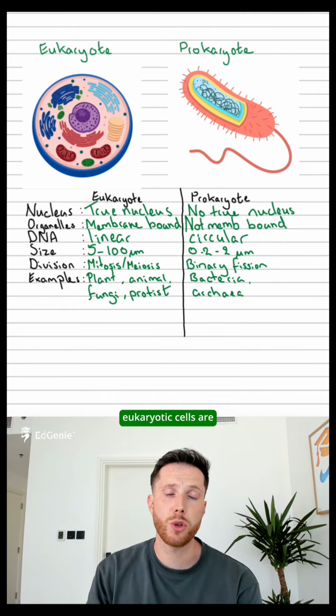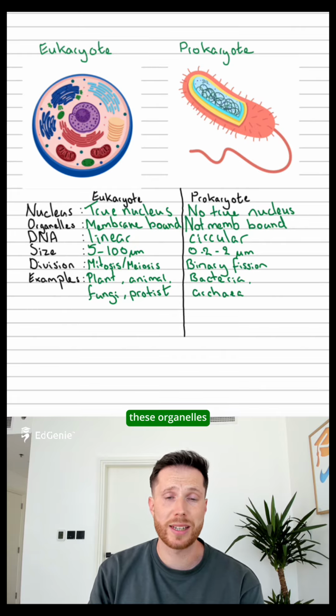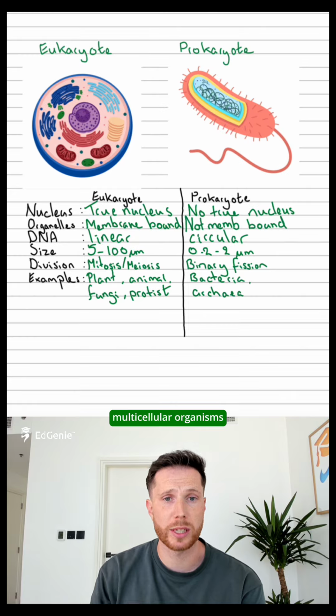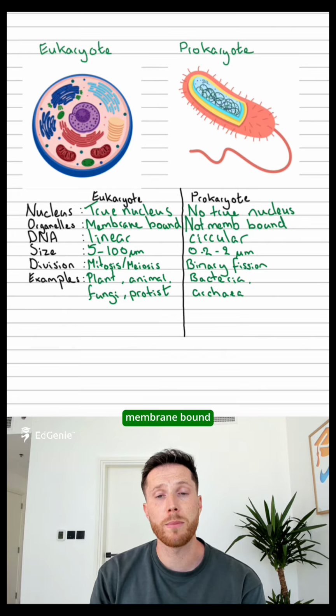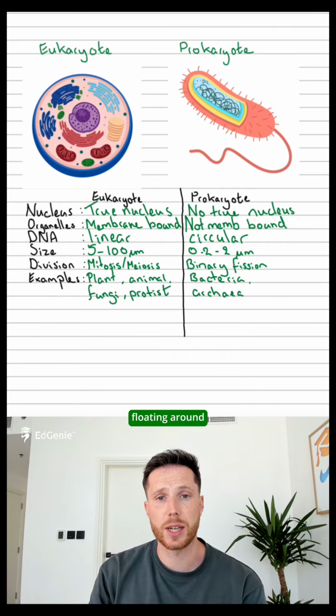Okay, so to summarize, eukaryotic cells are normally bigger, more complex. They have membrane-bound organelles, a membrane-bound nucleus. These organelles allow these cells to become specialized, so they can contribute towards multicellular organisms, and just in general, they're more complex and larger. Prokaryotic cells tend to be smaller, simpler, no membrane-bound organelles, no membrane-bound nucleus. The DNA is floating around inside the cytoplasm, and they divide by binary fission as opposed to mitosis, meiosis.